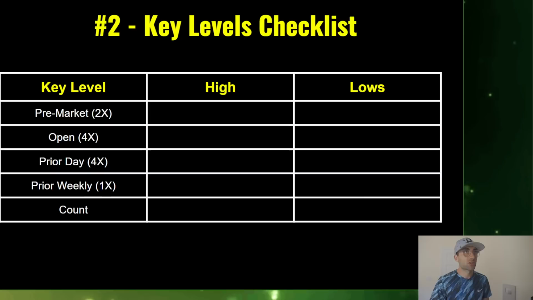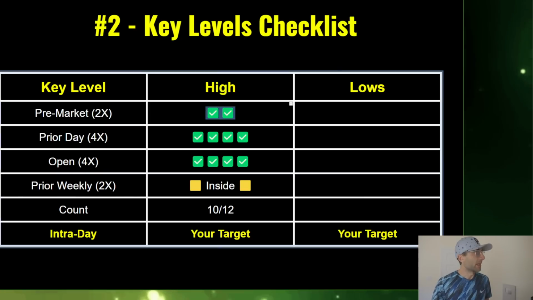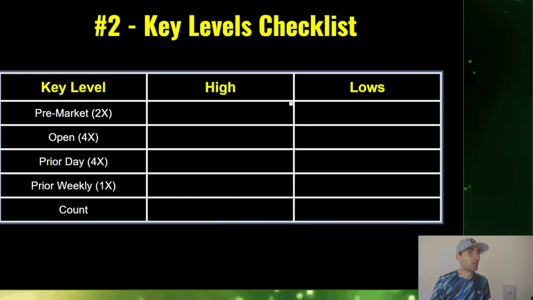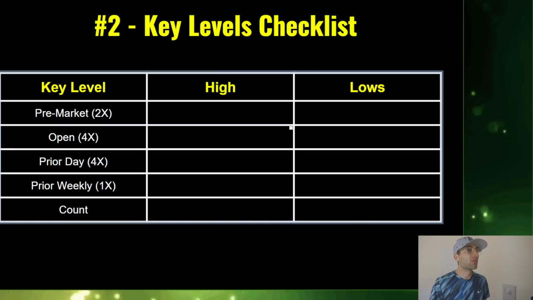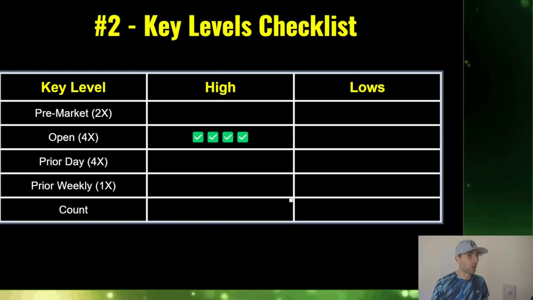So if we were bullish, I'm going to go through the bull sheet here. And we're just going to start copying these. Are we over pre-market high? No. Are we over the open? Yes. So that's a 4. That's a pretty good multiple. And then prior day, are we over that? No. Are we over the prior weekly? No. So today's count is at 4.